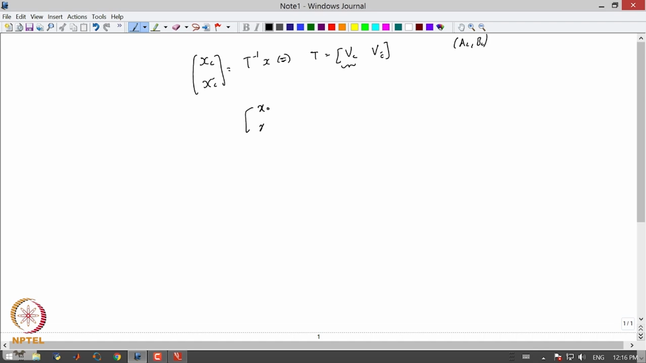I have XO bar in such a way that this decomposition comes via again some T inverse times X, where T was V naught bar. Okay. So these columns form a basis for the unobservable subspace, and these columns form the basis for the controllable subspace, as we saw just in the previous slide.